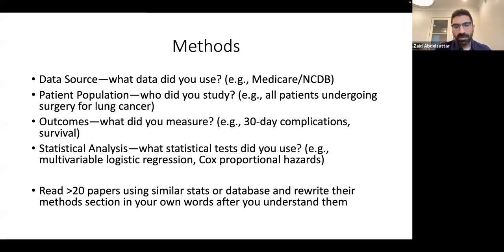and you gain this experience with time and reading papers. Before you write any paper, especially if you're doing everything on your own, read at least 20 papers that use similar statistics or databases and rewrite their methods section in your own words after you truly understand them. I think this is a key element here. You have to make sure that you understood the other papers, they're similar to what you've done, and you mimic them. Don't plagiarize them, you mimic them in a way to describe what you did.